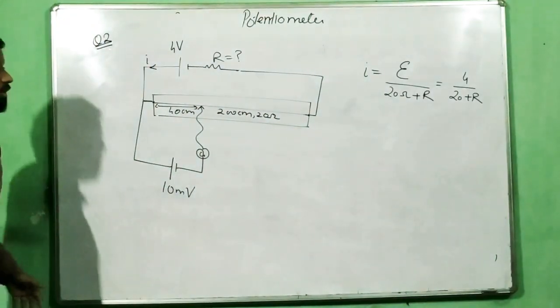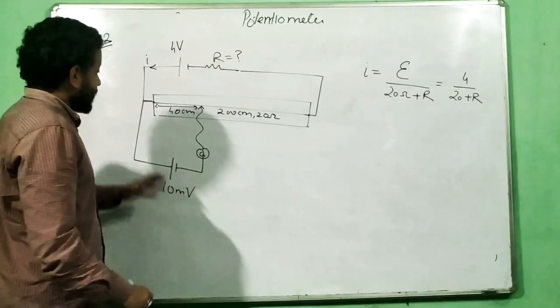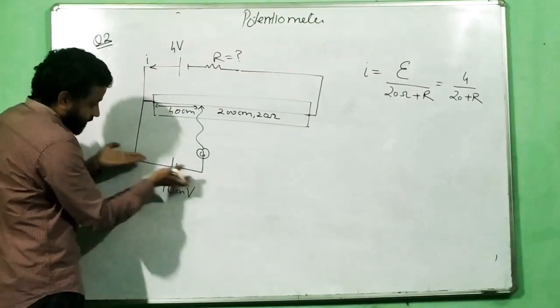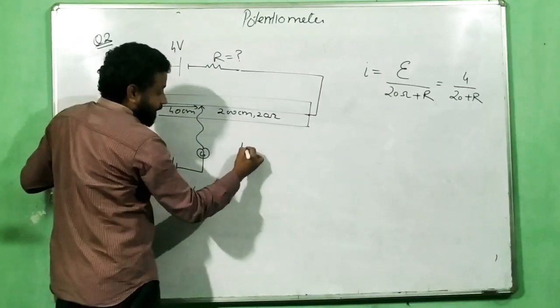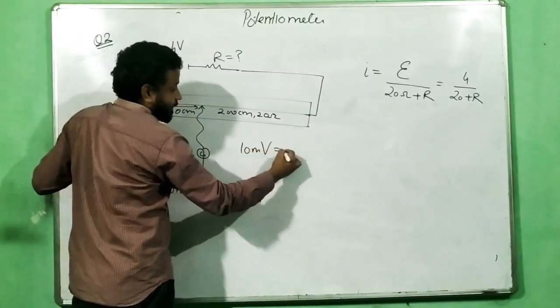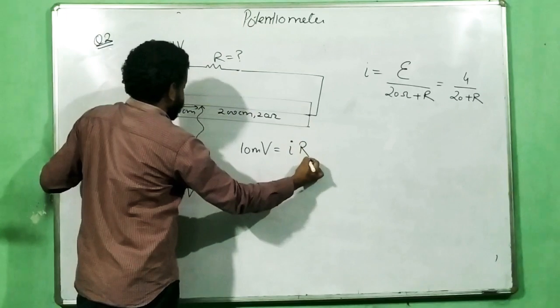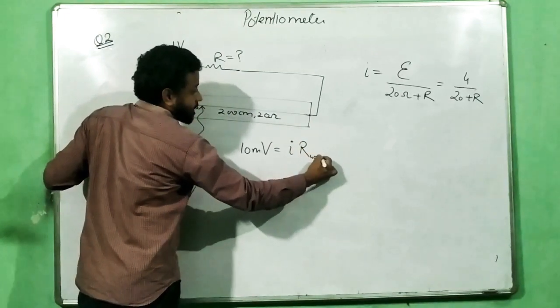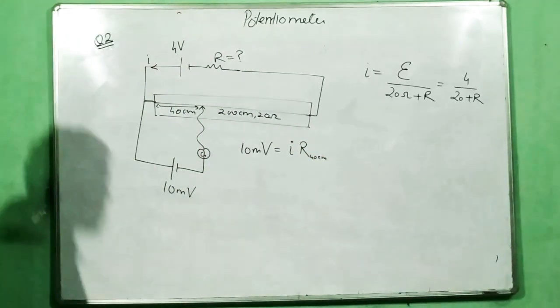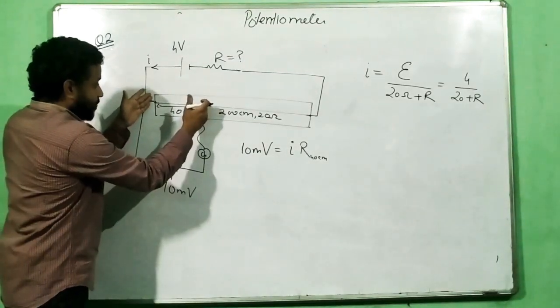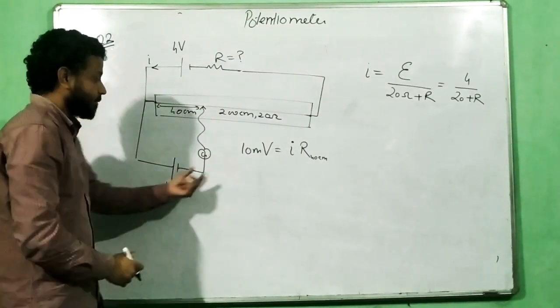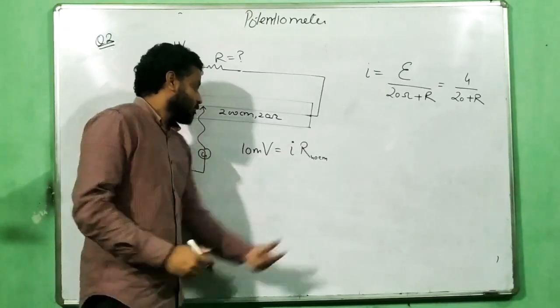You have to find the value of I. So for that we will use this one, 10 millivolt. Now 10 millivolt is equal to I times the resistance of 40 centimeter. Agree? 10 millivolt. This is balanced here, so the potential drop here and potential drop here is the same. So 10 millivolt equals I times R40.